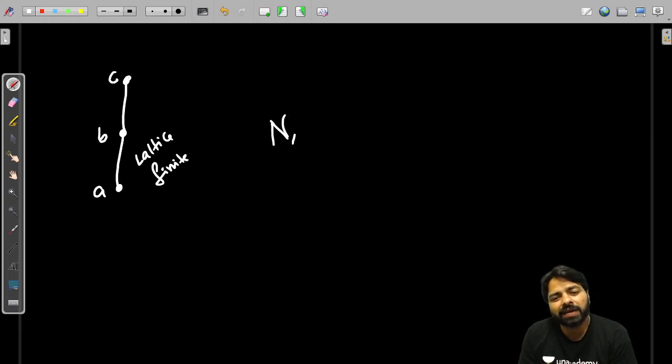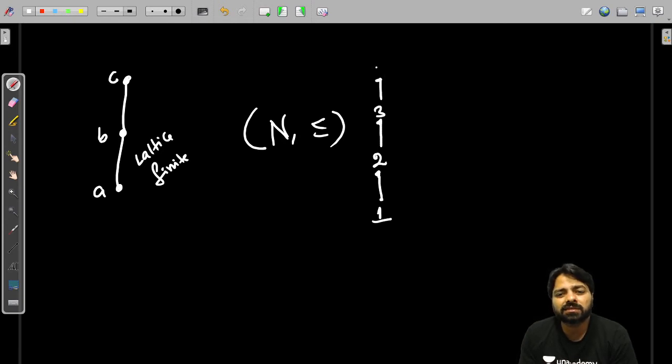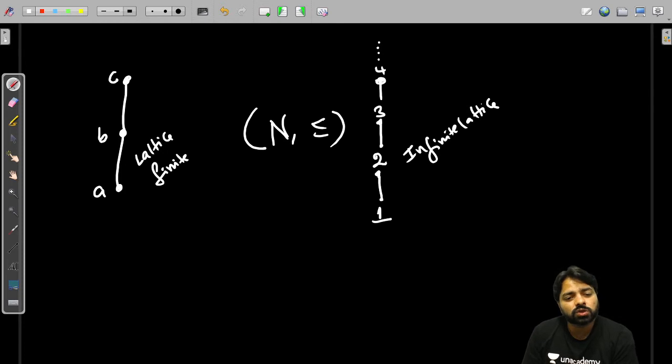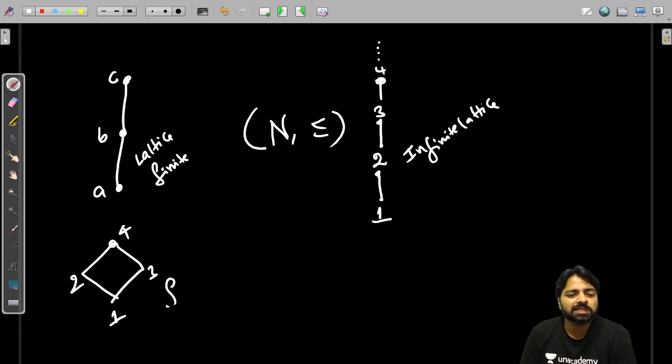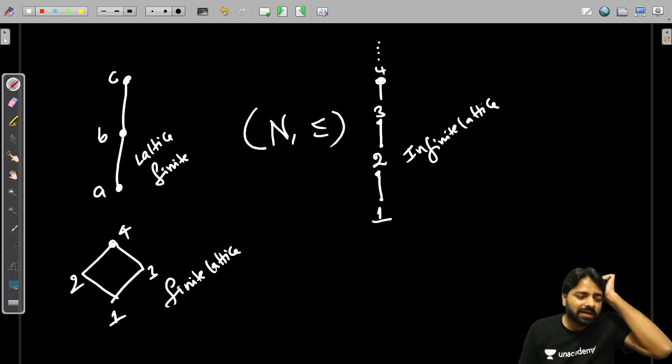But when somebody writes N comma less than or equal to, you may start from 1, then next 2, next 3, and this never ends. This is an infinite lattice. We can draw so many finite lattices. Even something like this is also a finite lattice. This is also a finite lattice. Every two elements will have a meet and join. Clear?